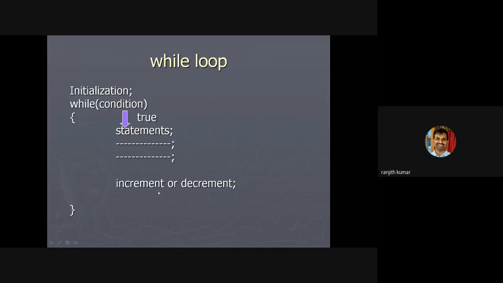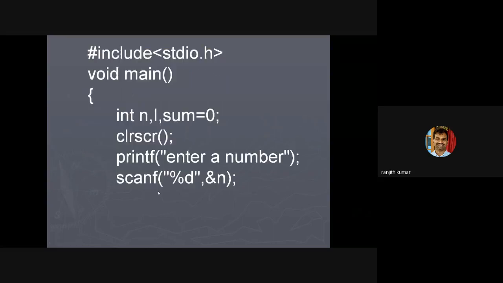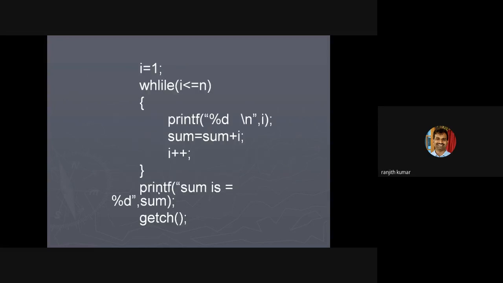Is that clear, everybody? Now let's have a program here where we will write a program of printing the sum of n natural numbers. First accept one number and then start adding all the numbers. For example, if you enter 10, I want to add 1 plus 2 plus 3 plus 4 plus 5 plus 6 plus 7 plus 8 plus 9 plus 10. If you enter 100, up to 100 I have to add. If you enter 1000, up to 1000. If you enter 1 lakh, up to 1 lakh.